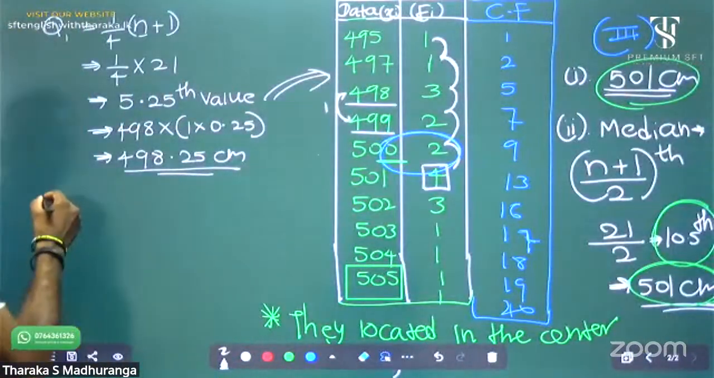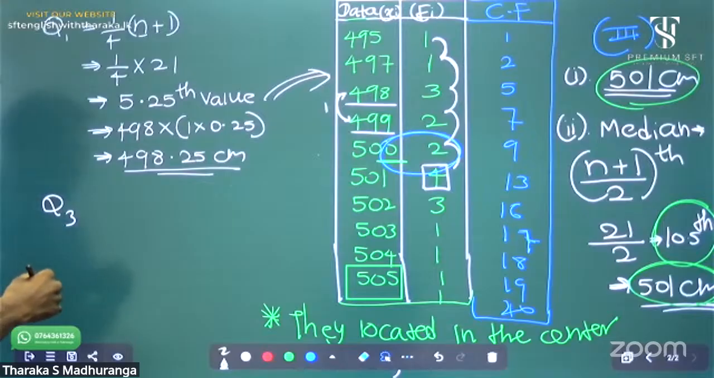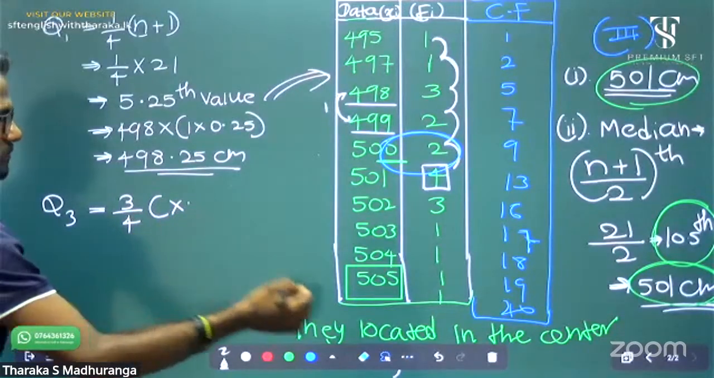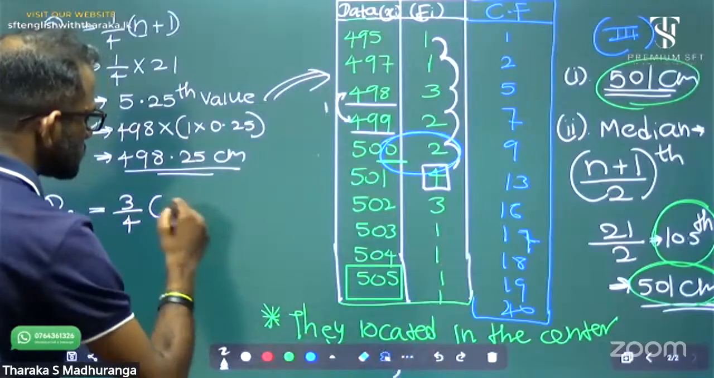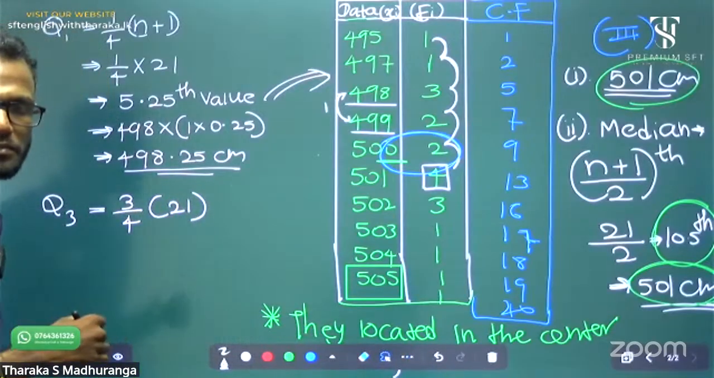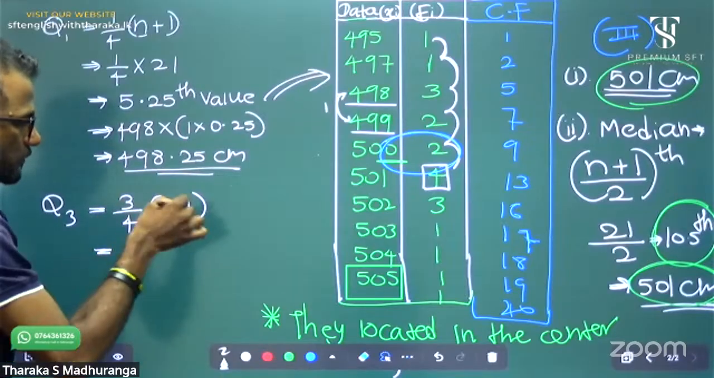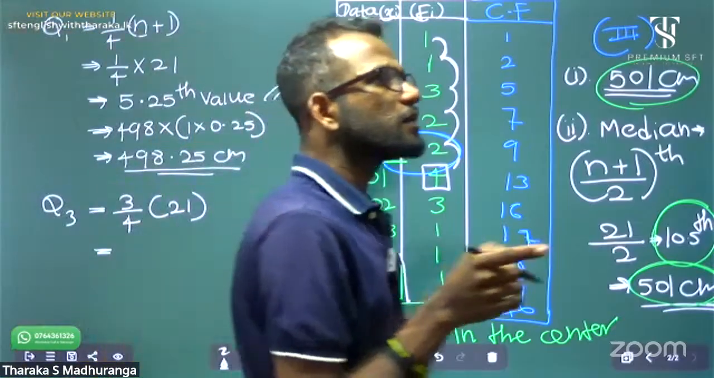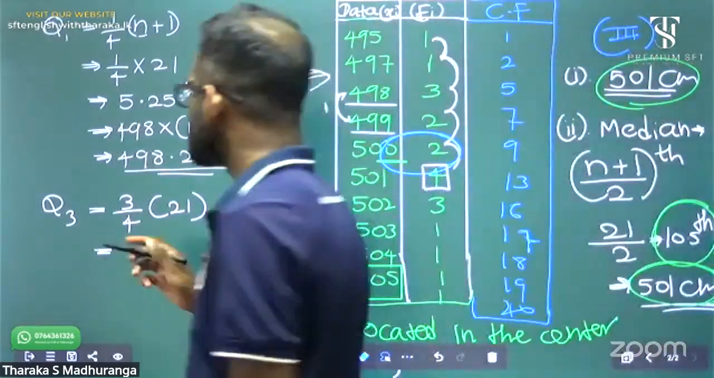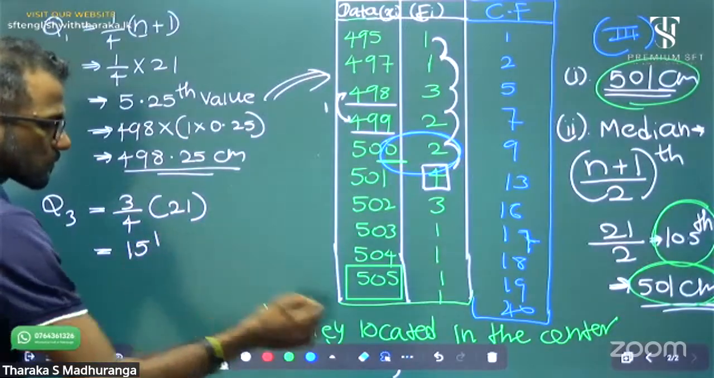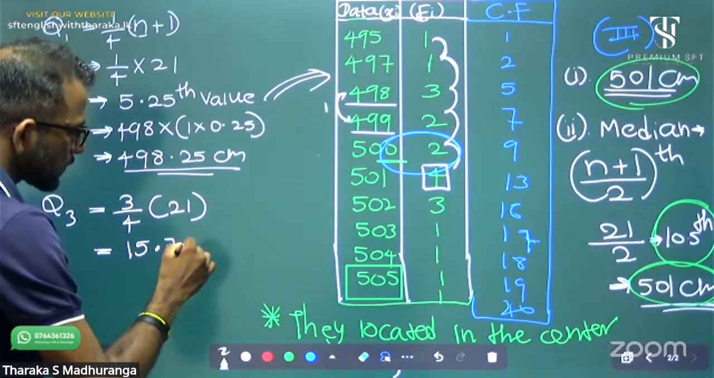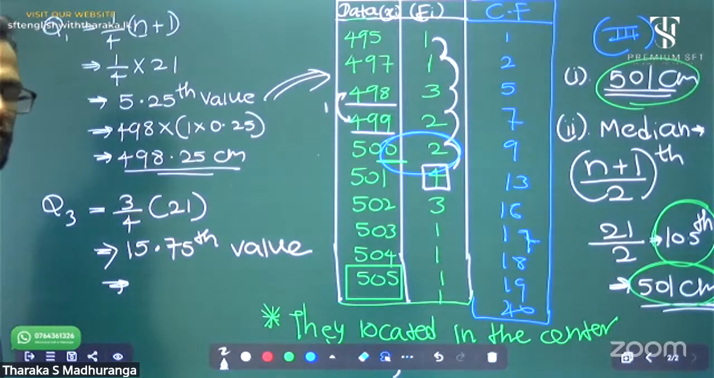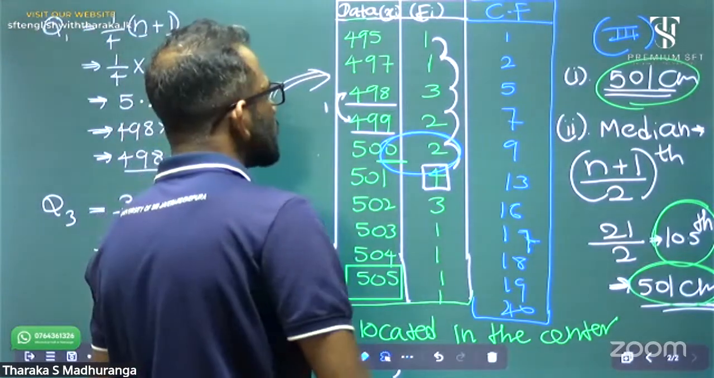Yes. Q3 equals 3/4 into 21. 63/4, I think it is 15.75. The 15.75 value.